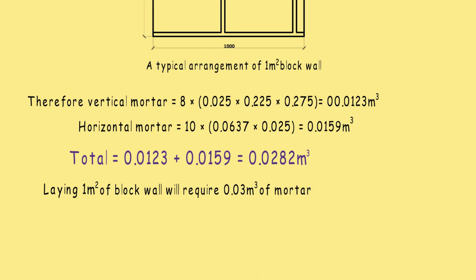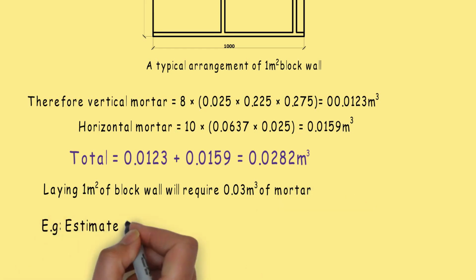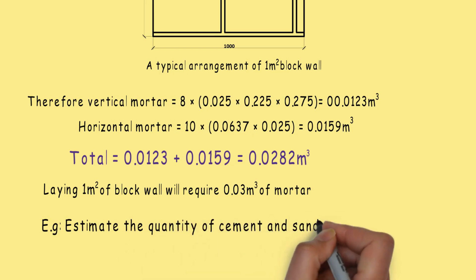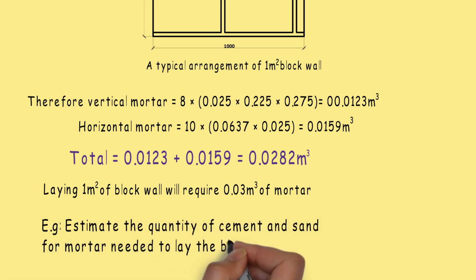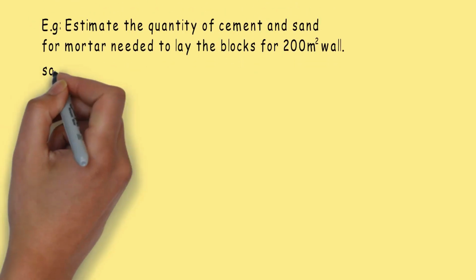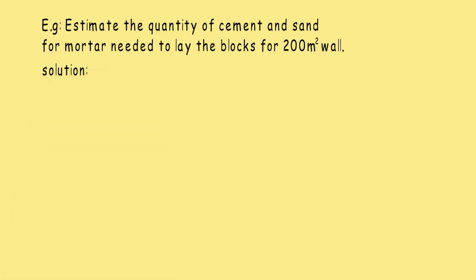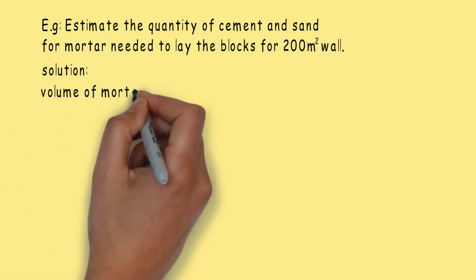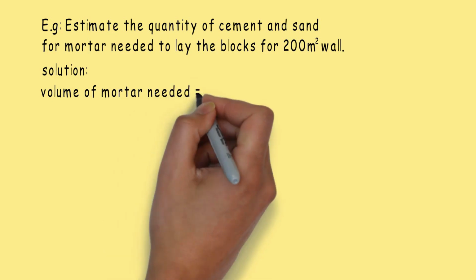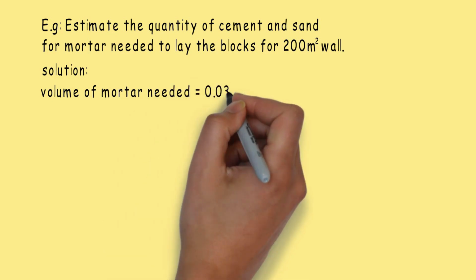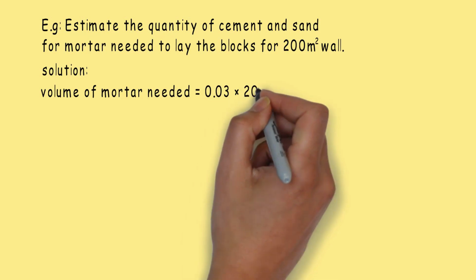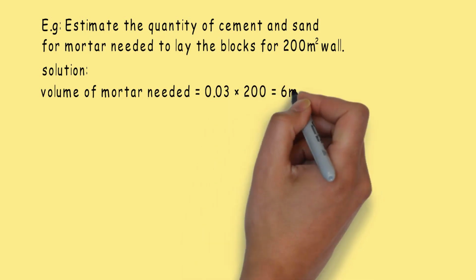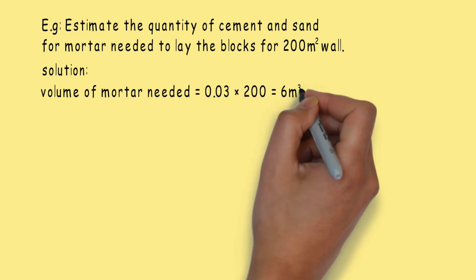So let's say, for example, now we want to estimate the quantity of cement and sand for mortar needed to lay the block work for 200 meter square wall. We'll find the volume of the mortar needed, which equals volume of mortar for 1 meter square multiplied by the square meter of the wall in question, which equals 0.03 multiplied by 200, which is the area of the wall in question, and this will give us 6 meter cube.